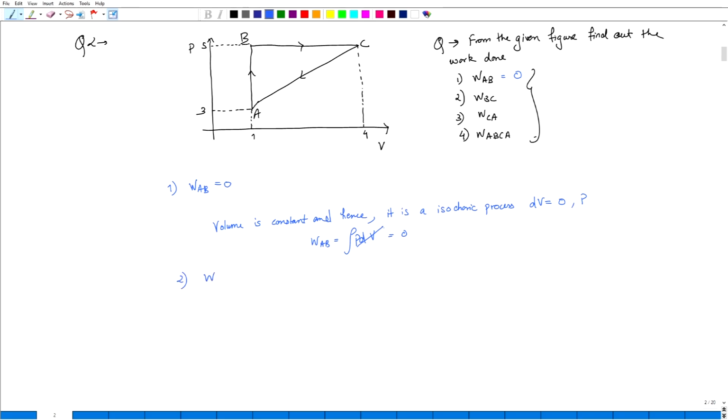Second part is WBC. Now we have constant pressure, and volume is increasing from B to C, which means there is an expansion and work is done by the gas. Therefore, work comes out to be positive. So we need to find the area under the process from B to C, the whole area of this rectangle.